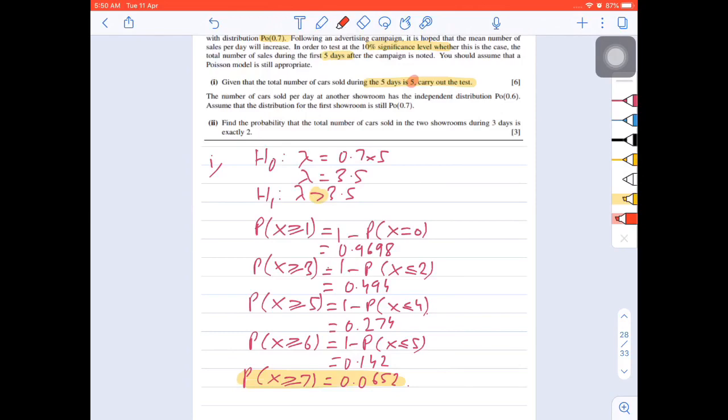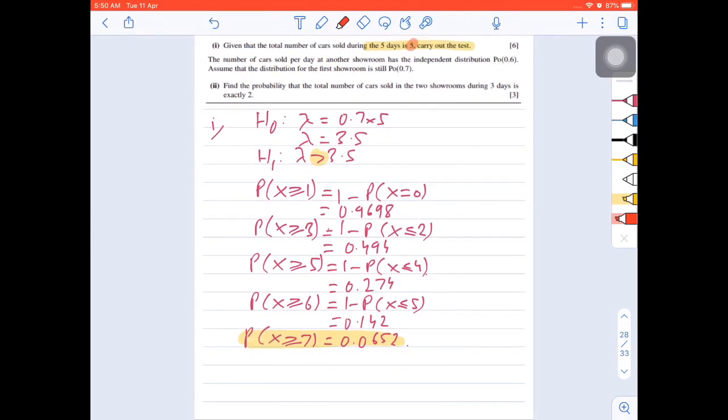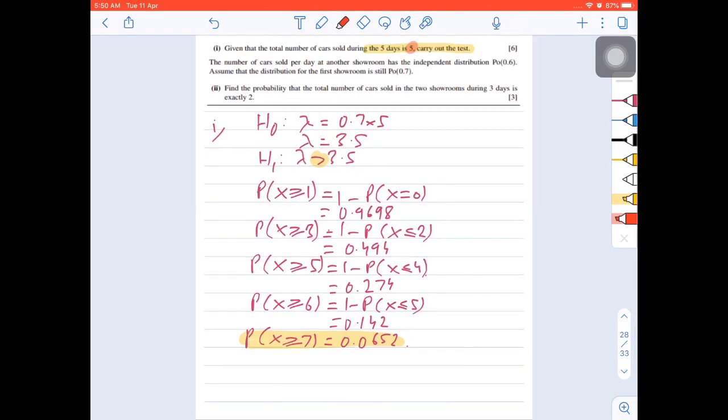Then in the second part, the number of cars sold per day at another showroom has the independent distribution Poisson 0.6. Assume the distribution for the first showroom is still Poisson 0.7. Find the probability that the total number of cars sold in the two showrooms during the 3 days is exactly 2.